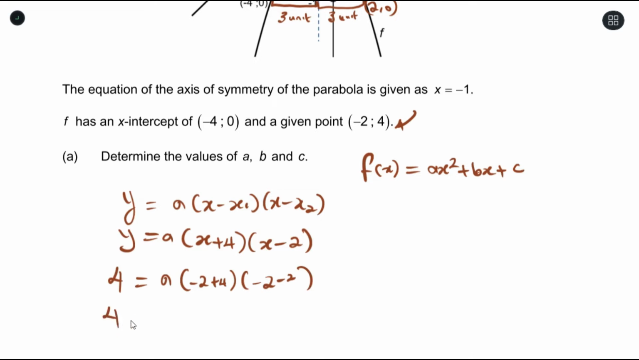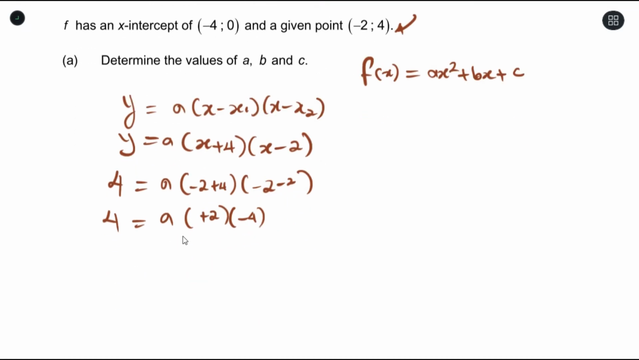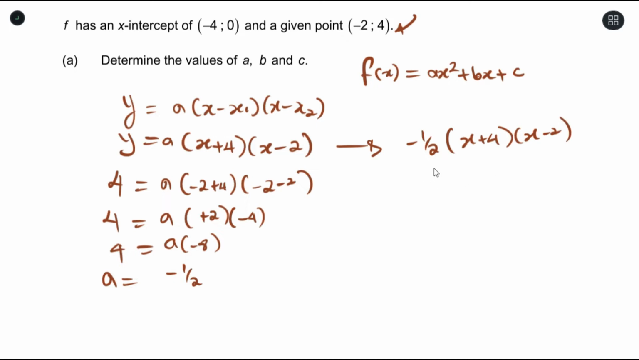Okay, so in that case here, this is 4, this is a, this is +2, and this here is -4. Simplifying this one over here will be -8a is equal to 4, so it will mean a is equal to -1/2. So if that's the case, replacing our a, we'll have -½(x + 4)(x - 2).